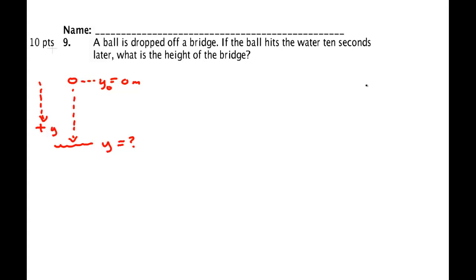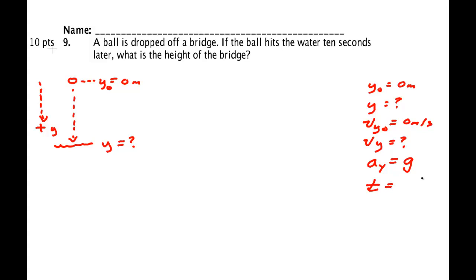Other things I know, let's fill out my table. y naught is 0 meters. y I don't know. vy naught, it says it's dropped. That means it starts from rest. vy, I don't know. ay, in this case, because I've pointed my axis down, the acceleration is a positive g. Again, you don't have to do that. You just have to be consistent. And t, I don't know t.